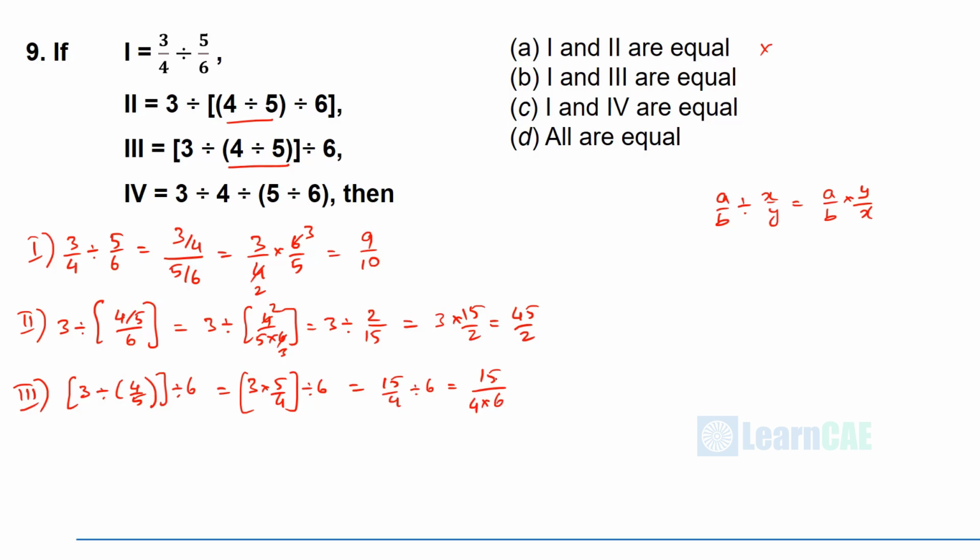This can be written as 15 by 4 into 1 by 6. We can divide by 3. This will be 5 times and this will be 2 times. This is equal to 5 by 8. So 1 and 3 are also not equal.